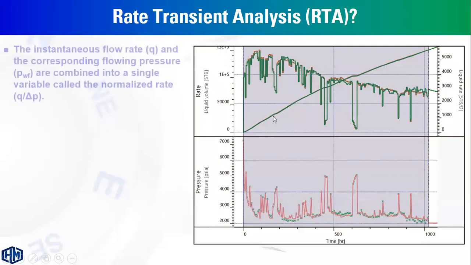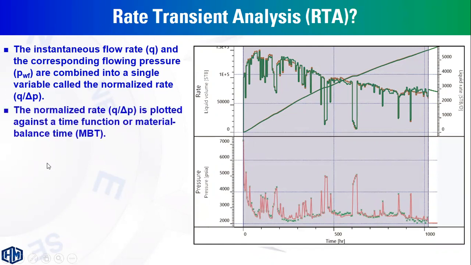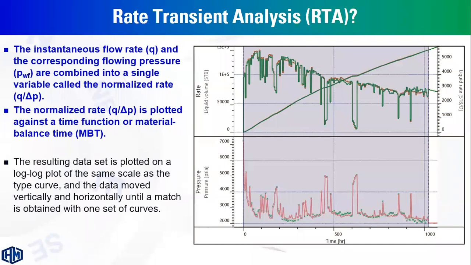We have this example of flow rate against the bottom hole pressure. The instantaneous flow rate and the flowing pressure are combined together into a new variable, which is the normalized rate, Q over dP. This normalized rate is simply plotted against the time function, or material balance time. The result will be the reservoir model equivalent to the constant rate solution.